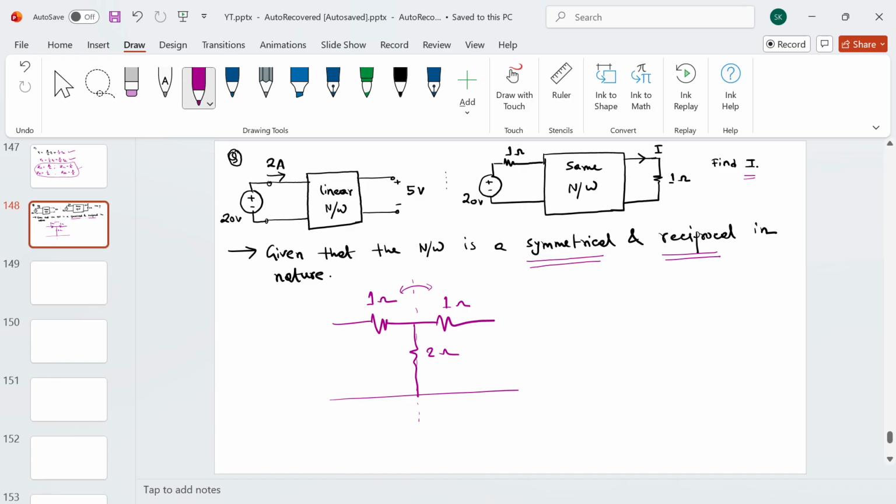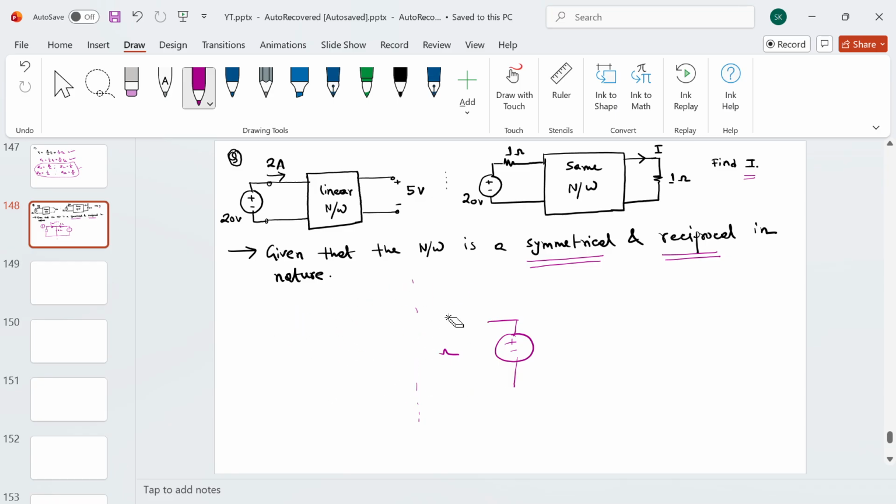And reciprocal means if you connect the input here and connect a load here and you get some response in the load, and in the same way, if you connect the source on this side and the load on this side and you get the same response, then you can say it is reciprocal in nature. The source and load can be interchanged, and the response will still be the same. So this is the nature of the symmetric and reciprocal network.